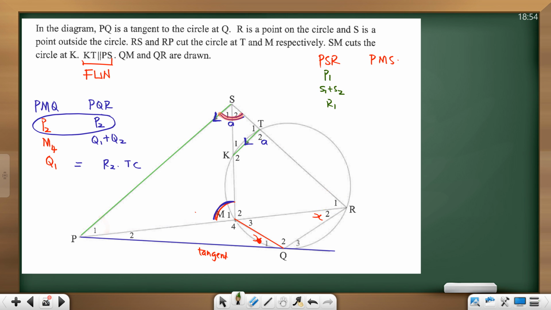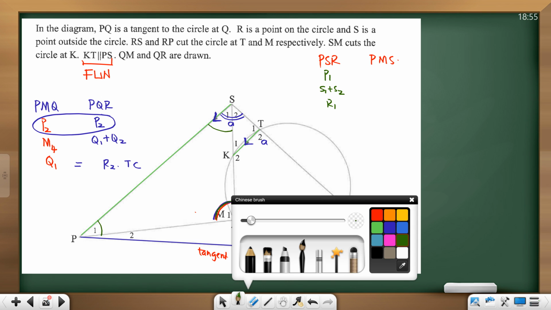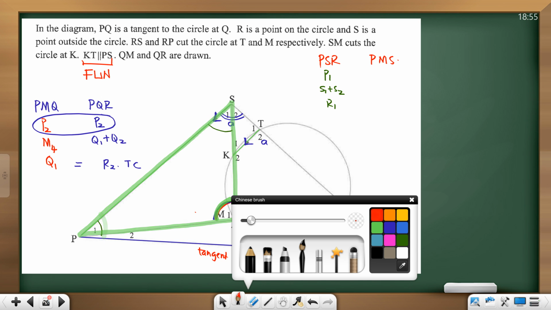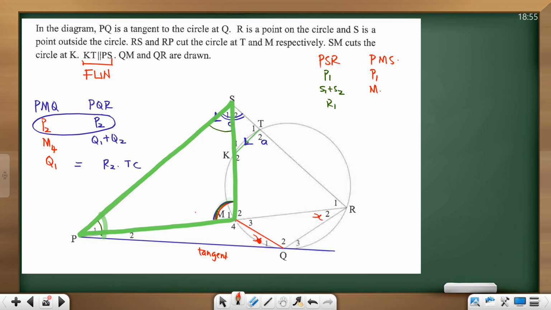What about PMS? Does it exist? PMS, what do you notice? P1, M1, S1. Let me highlight it for those of you at home. PMS. P1 is not in order. P1, M1, and what? S1. Kind of just works for us though. Do you notice that P1 is equal to P1? Common angle, so we are done there.